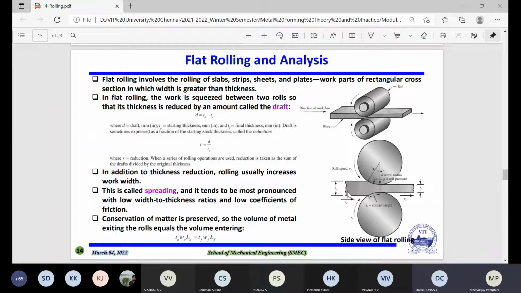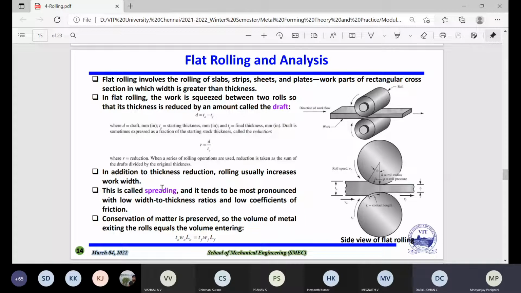Yes, sir. Fine. And when a series of rolling operations are used, because sometimes, as I told in the previous classes also, instead of one kind of rolling operation, if you want to make a lot of samples or a lot of product together, then the reduction is taken as the sum of the drafts divided by the original thickness, because here we have taken only one draft. But if you have a series of operations, then you have to add all the drafts divided by the initial or original thickness.